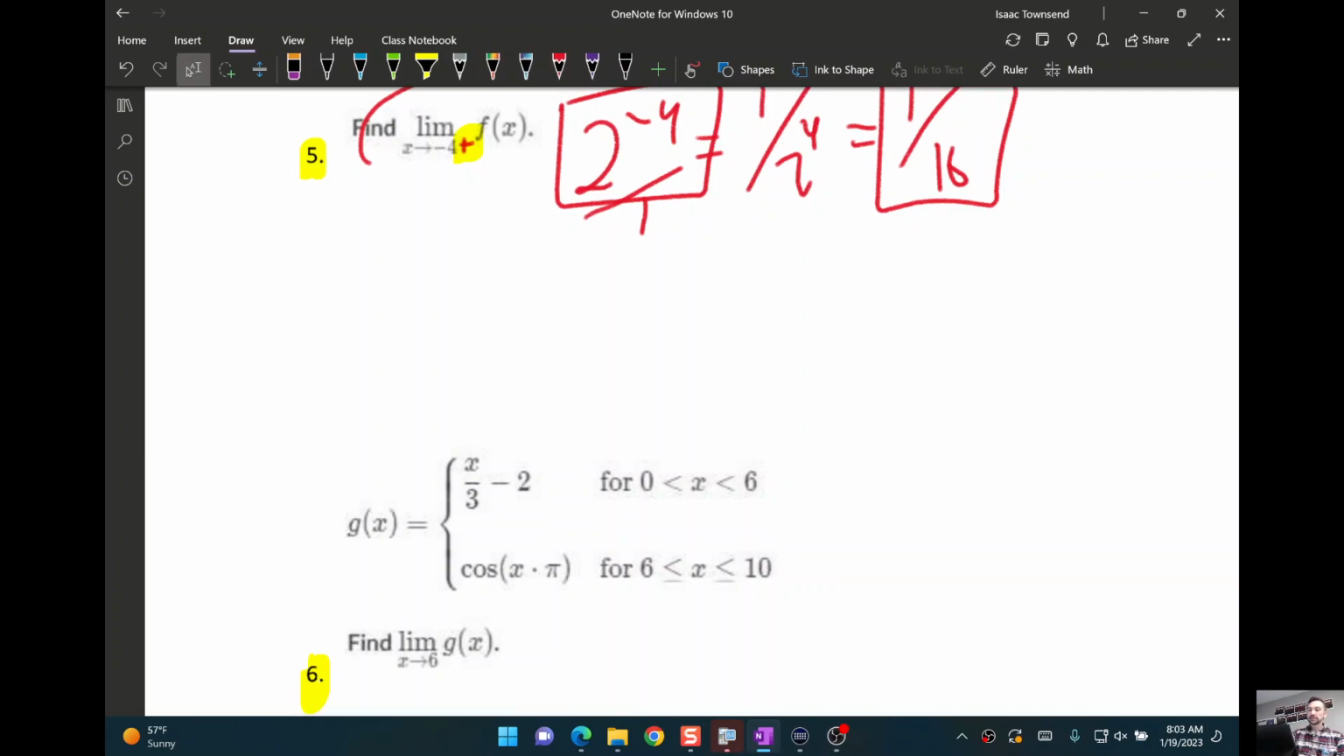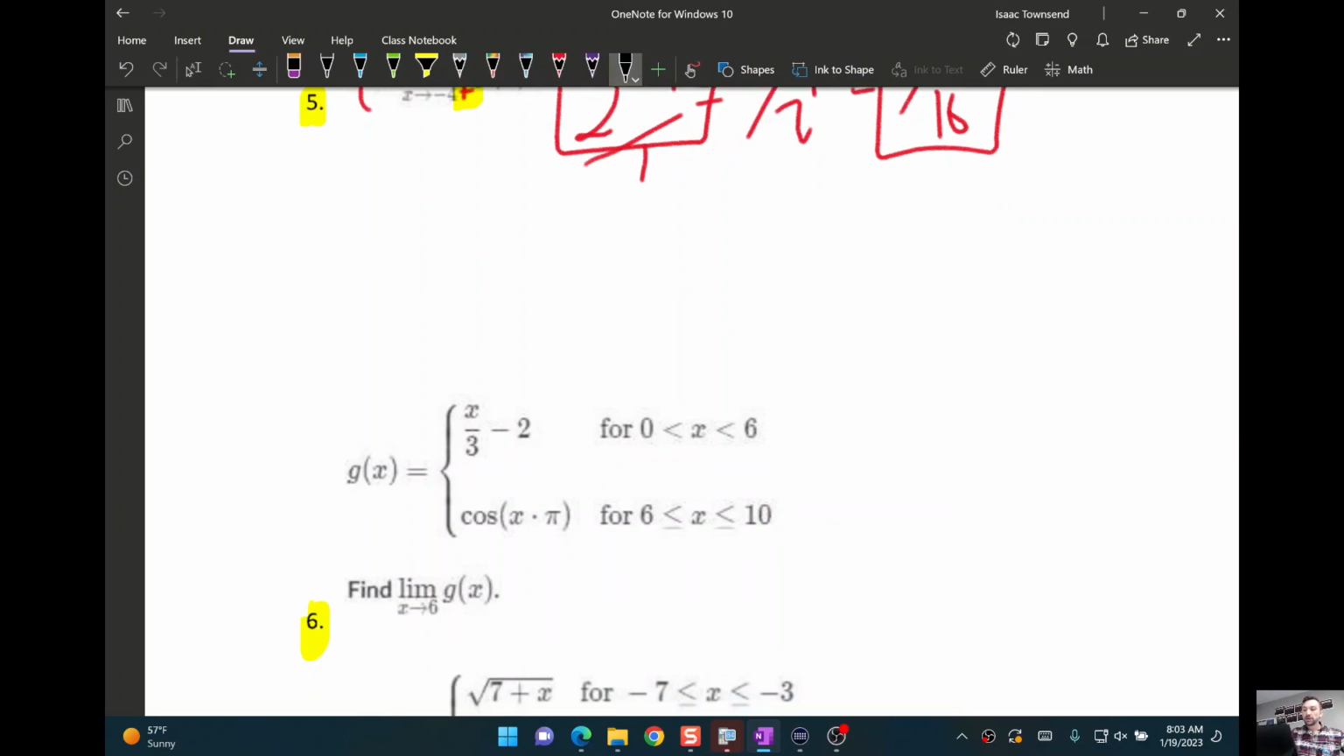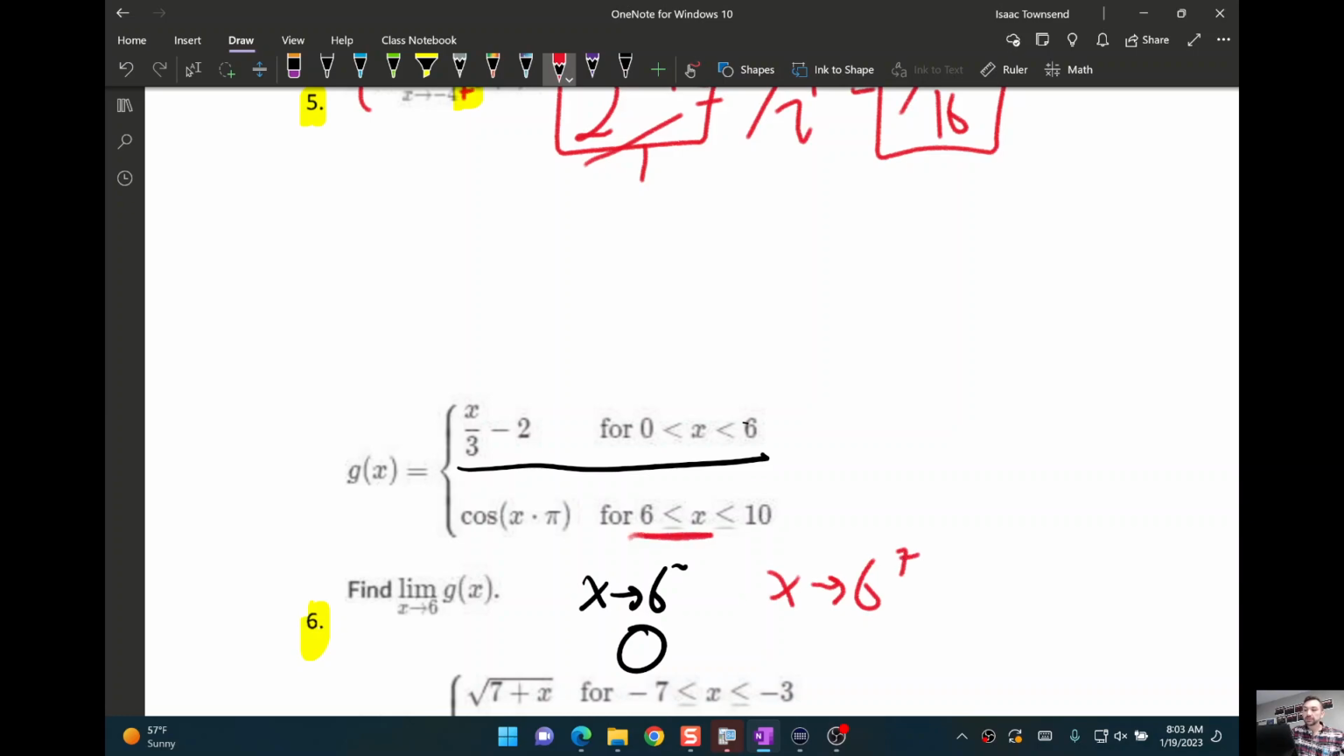And question 6. This doesn't say from the left or the right, so we have to make sure it's the same from both. So from the left would be the top, because that's when x is less than 6. That's what's going to happen when you come from the left. So you would get 6 over 3 minus 2, which would be 0. From the right, x is going to be slightly bigger than 6, just heading towards 6. So that would need to be the bottom when x is greater than 6. So you should have plugged 6 into this and gotten the cosine of 6 pi. And what is the cosine at 6 pi?